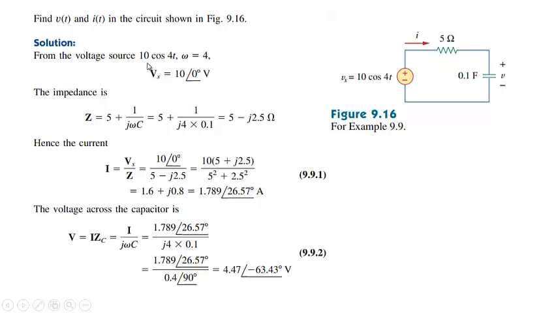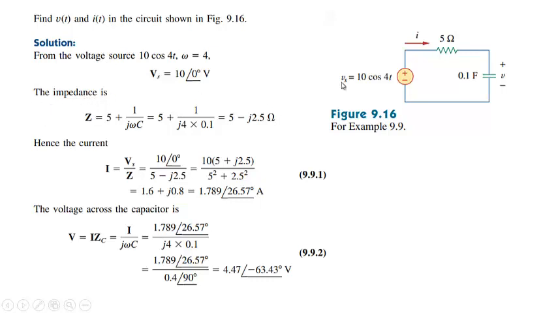For the voltage source 10 cos of 4t, omega will be equal to 4. Since there is no phase angle, Vs is equal to 10 at an angle of 0, because it is 10 cos of omega t plus phi. Since phi is not given, phi is equal to 0.